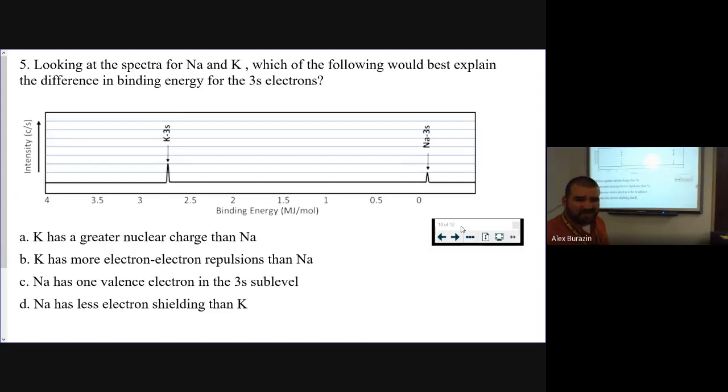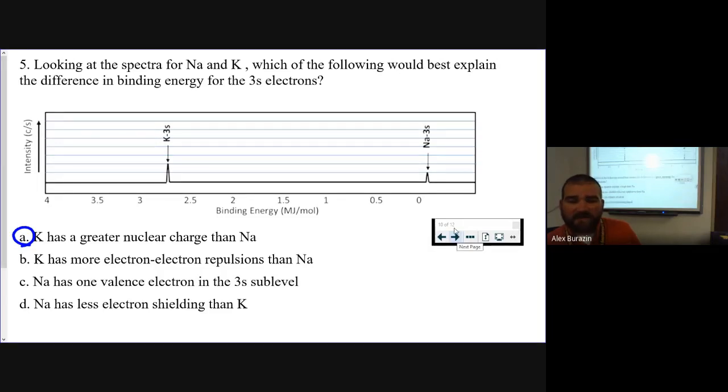And the answer is potassium, which is element 19, versus sodium, which is element 11. Potassium has way more protons, okay? Those extra protons make it more difficult to remove the electrons. The extra protons have a stronger attractive force to the electrons around the outside. So A is our guy. It's A. It's got to be because there's more protons, which makes these more strongly attracted to the nucleus and much more difficult to get rid of.